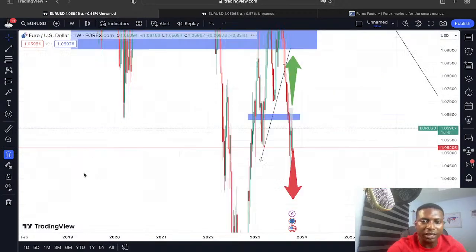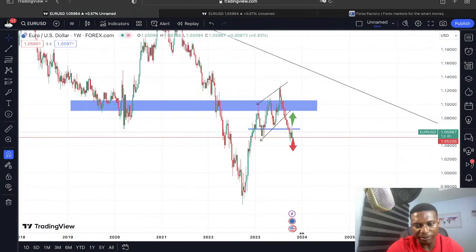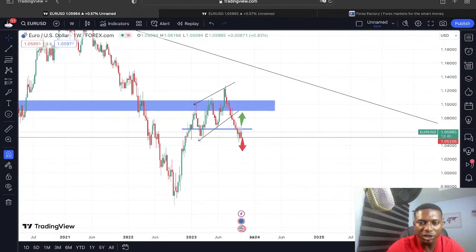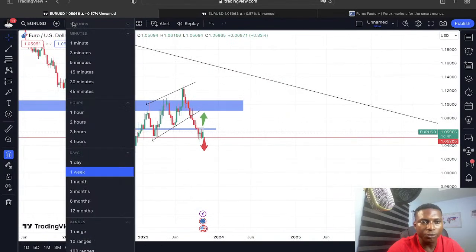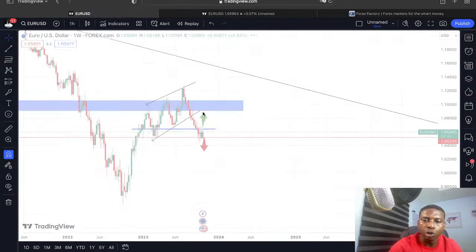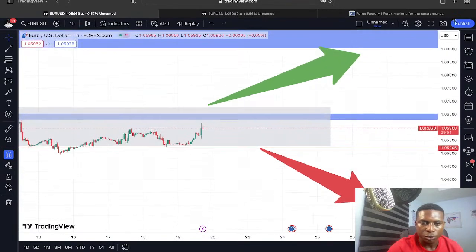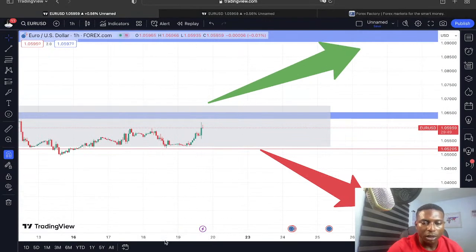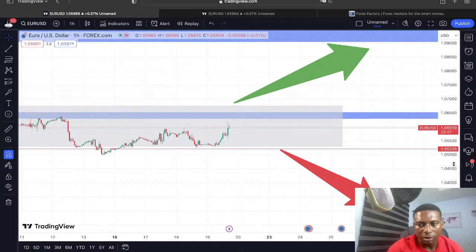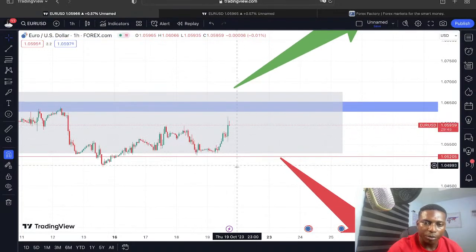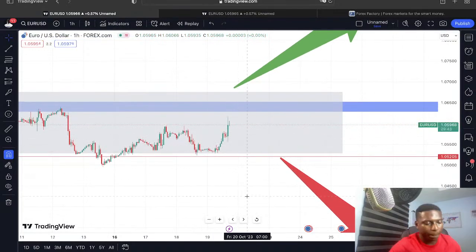If you are taking trades on the weekly time frame, if you are a swing trader. But if you are an intraday trader, you want to wait for a clear direction in the market to know if there would be a breakout to the upside or a breakout to the downward side.